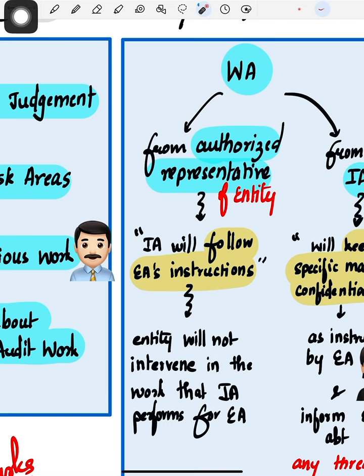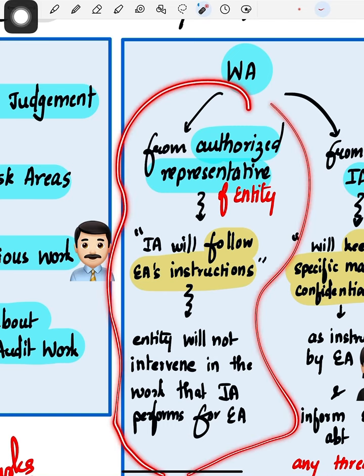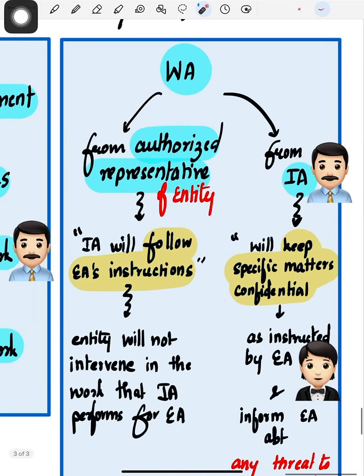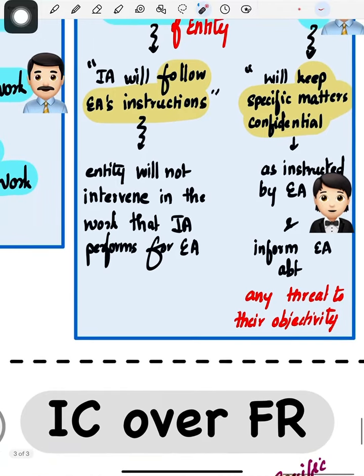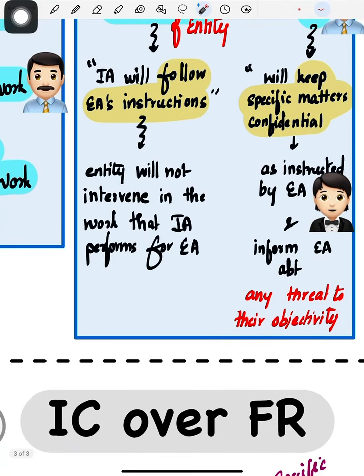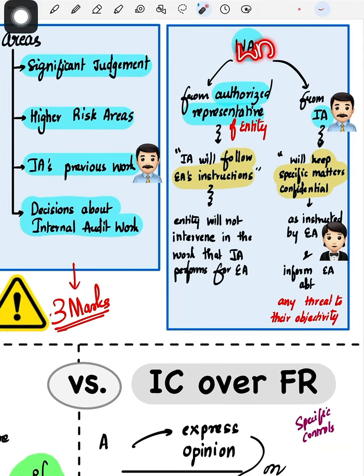So you have to take a written agreement stating that. Next, you also have to take a written agreement from the internal auditor that he will keep specific matters confidential as instructed by the external auditor and inform the external auditor about any threat to their objectivity. If there is any threat to your objectivity, you inform the external auditor. You keep the specific matters confidential as I instruct you. So this is about written agreements.